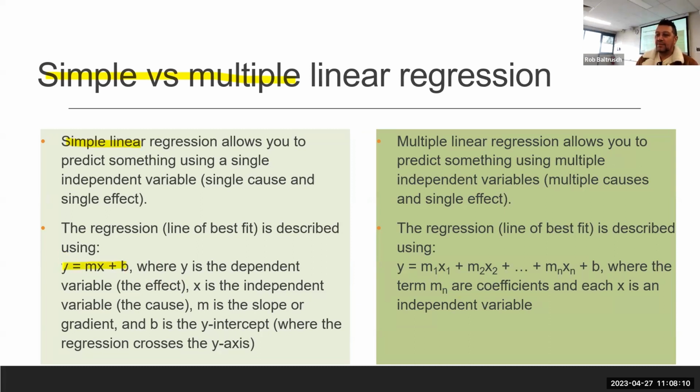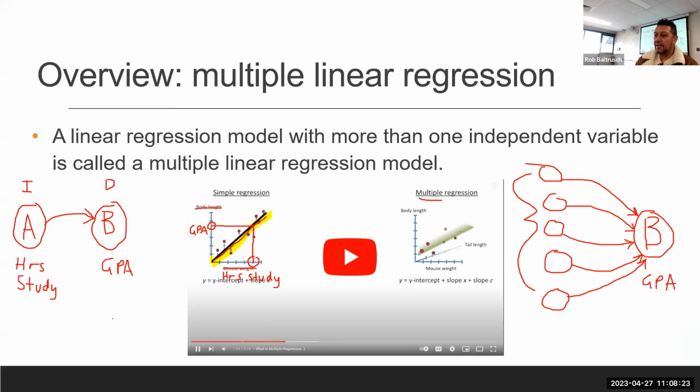So y is the dependent variable, it's on the y-axis, x is the independent variable, m is the gradient or the slope, and b is the y-intercept. It's the point where that regression line touches the y-axis, just here, where it touches the y-axis. So it could be a negative number if it touches the y-axis down below the x equals 0 line, or it might be positive if it touches the y-axis above the x equals 0 line.